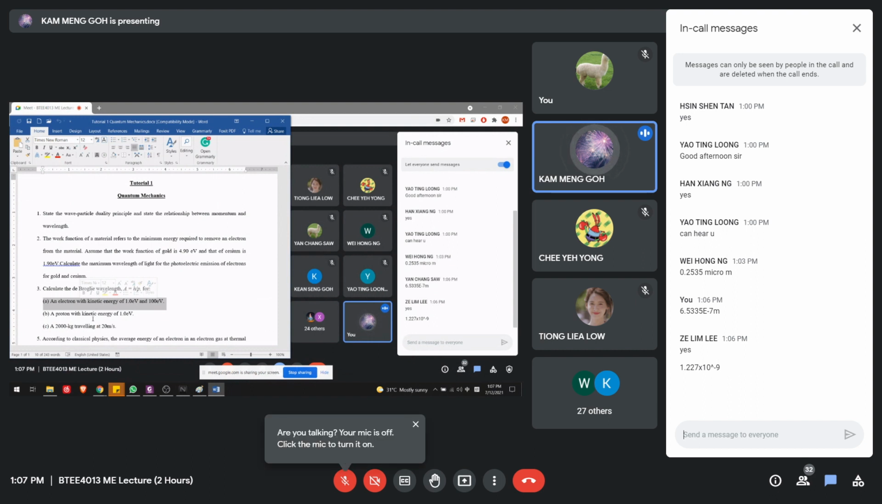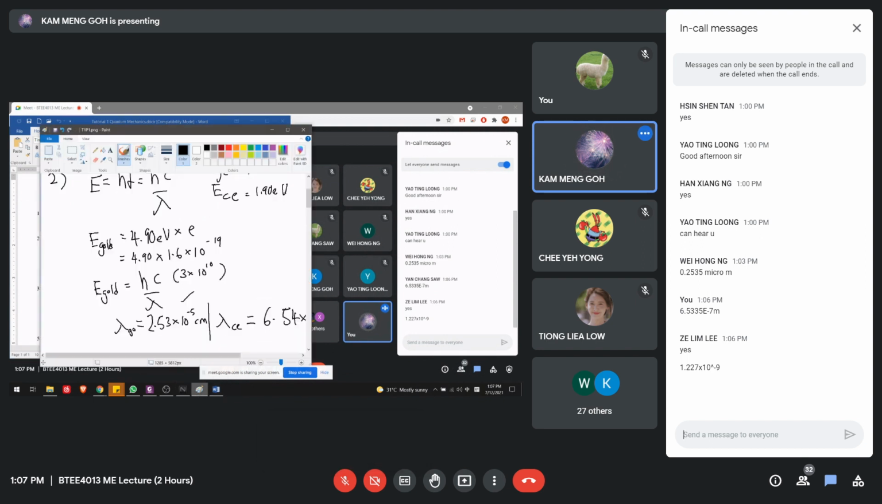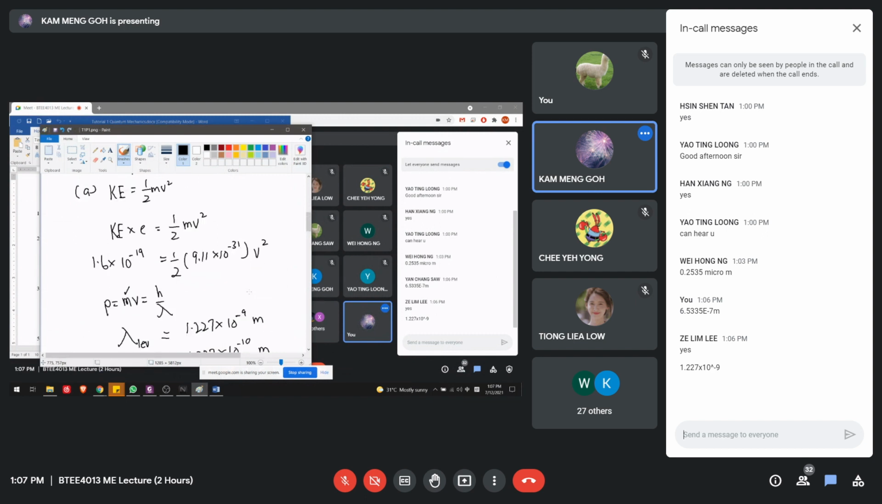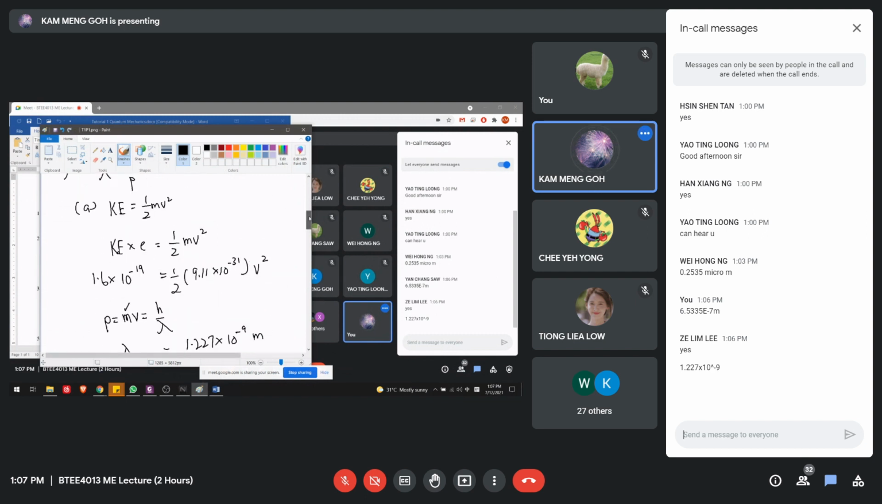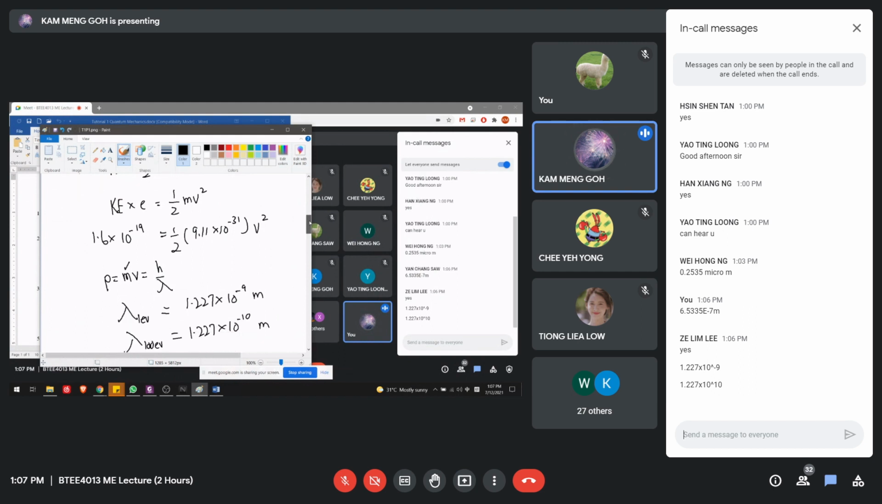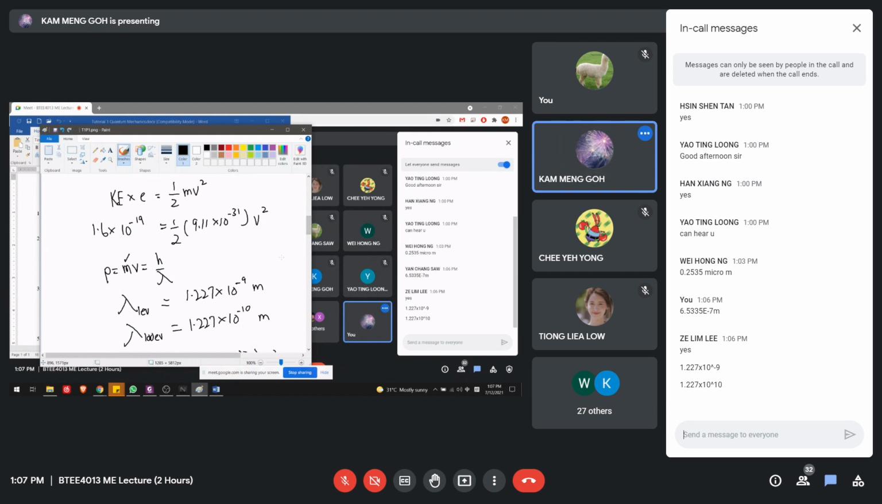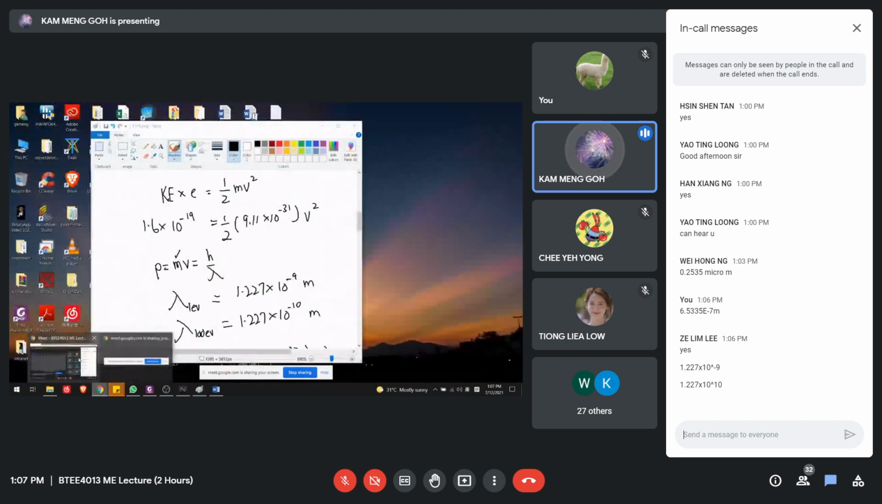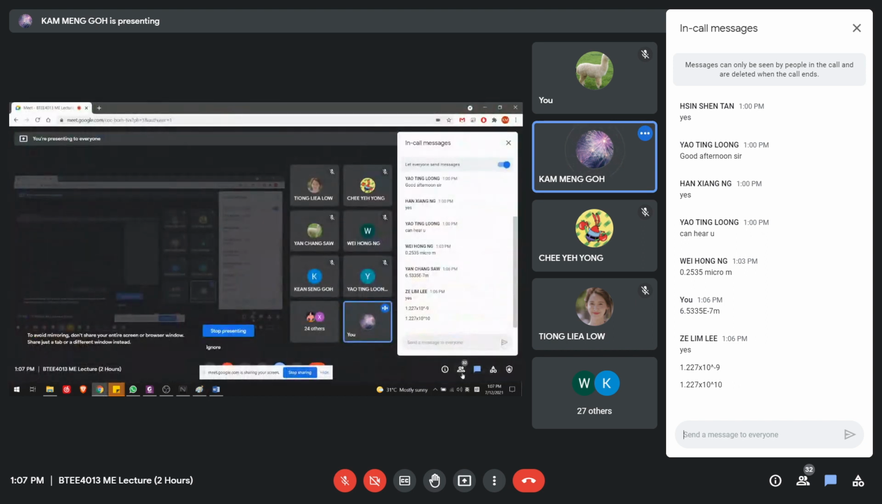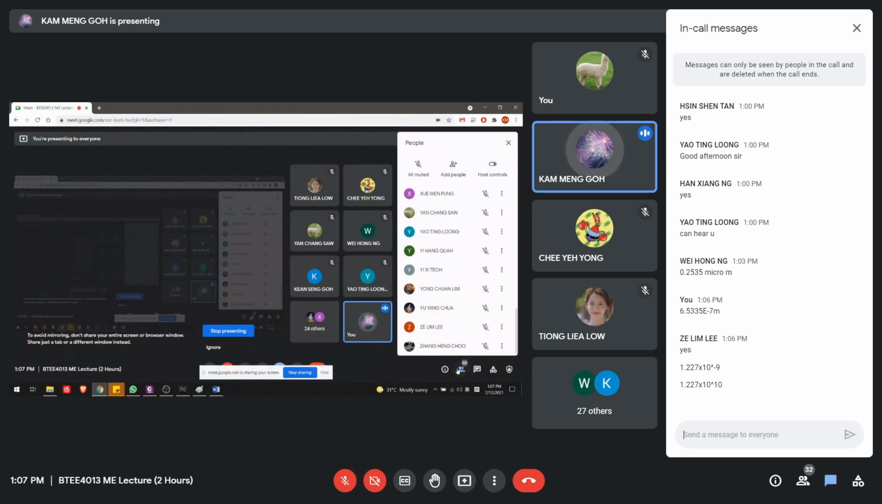Okay, 1.227 times 10 to the power -9. That one is for 1 eV, right? What about 100 eV? Okay, for both. So for the rest of you, do you get the same answer? I believe the answer should be all right. So let's go to 3B. Let's see who can answer me the question.